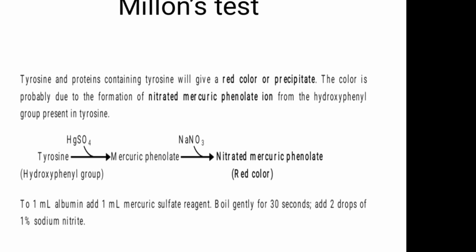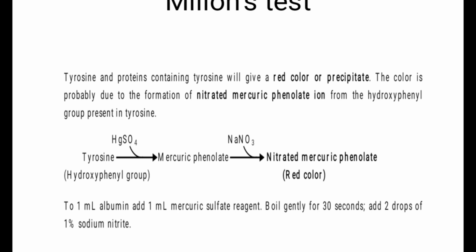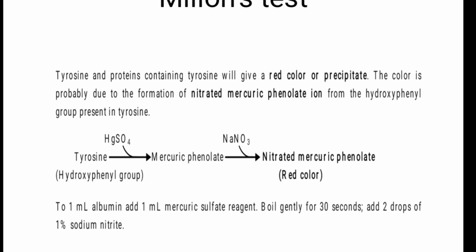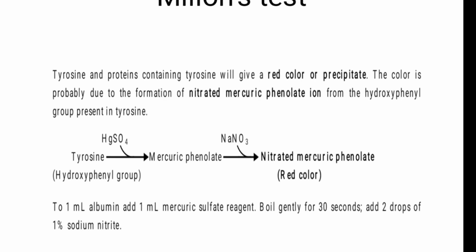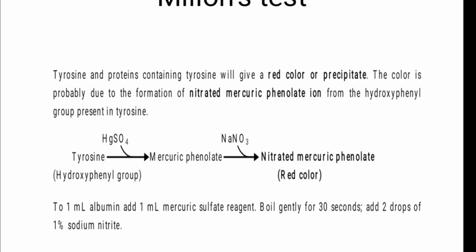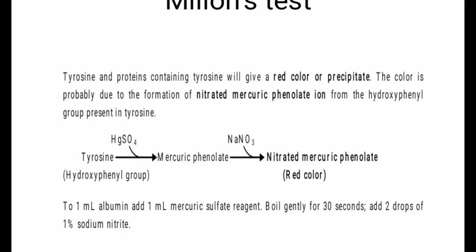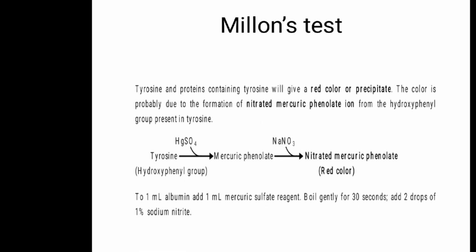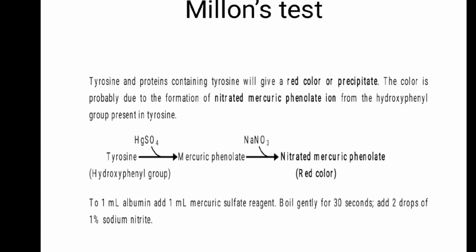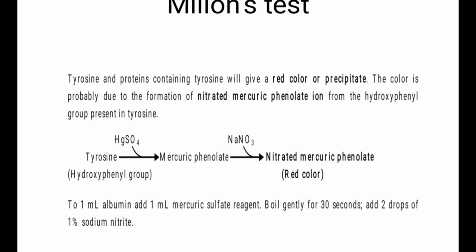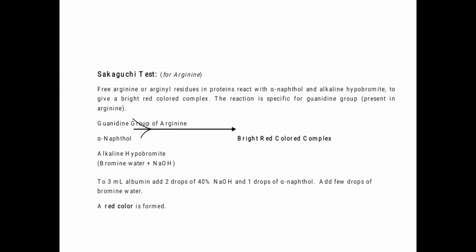For practical purposes, you should know: 1 ml of albumin, you have to add 1 ml of mercuric sulfate. Boil gently for 30 seconds and add 2 drops of 1% sodium nitrite. So you get red color. So this is Millon's test or Cole's test for the amino acid tyrosine and proteins containing tyrosine.